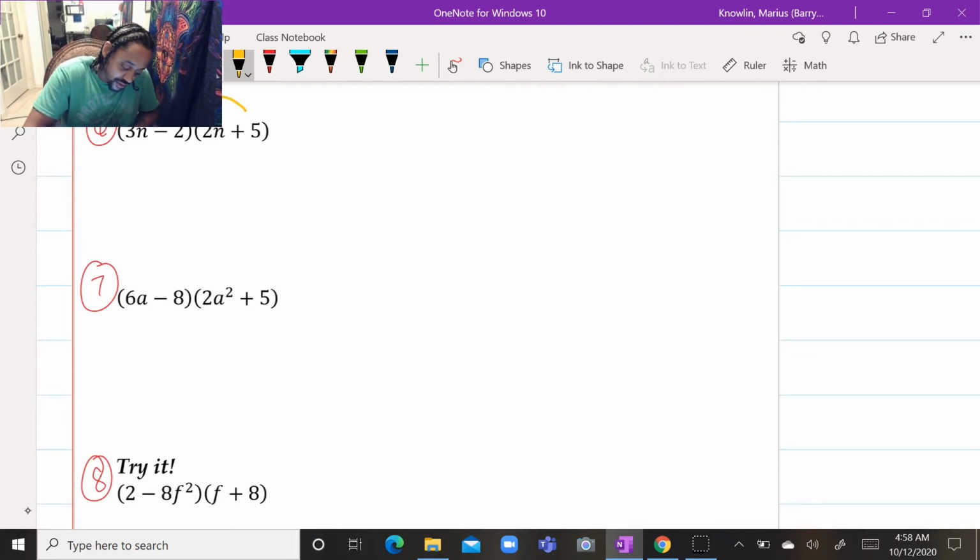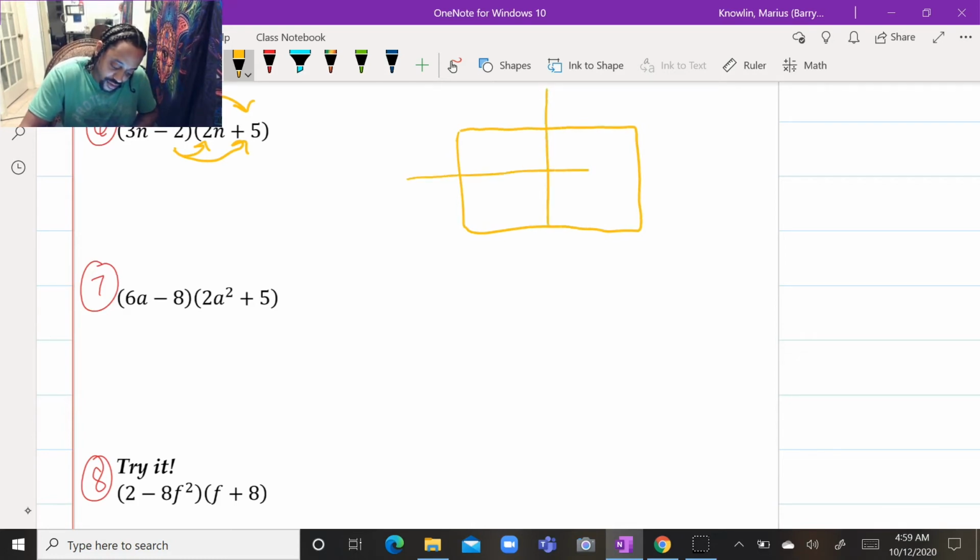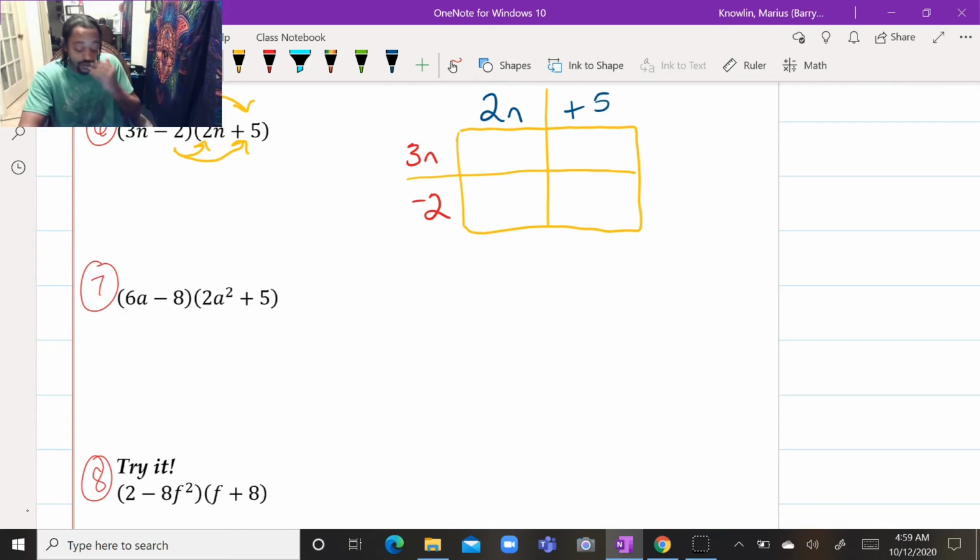So 3n times 2n, 3n times positive 5, negative 2 times 2n, negative 2 times positive 5, so we need a 2 by 2. There's our 2 by 2, and we have positive 3n, negative 2, positive 2n, and positive 5. Let's make those different colors. And remember, to get what goes inside the box, we multiply the coefficients, add the exponents.